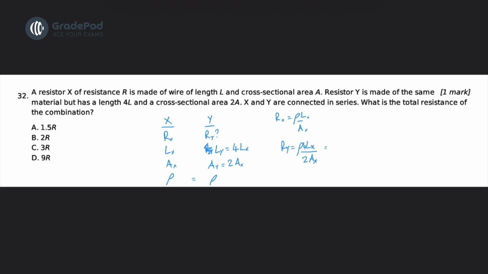So it means that the resistance of Y is equal to 2 rho Lx over Ax. So the resistance of Y is equal to 2 Rx. Okay, so it says in here X and Y are connected in series. So what is the total resistance of the combination? So the resistance total is equal to Rx plus Ry. So that's R plus 2R, which gives us 3R. So the answer is C.